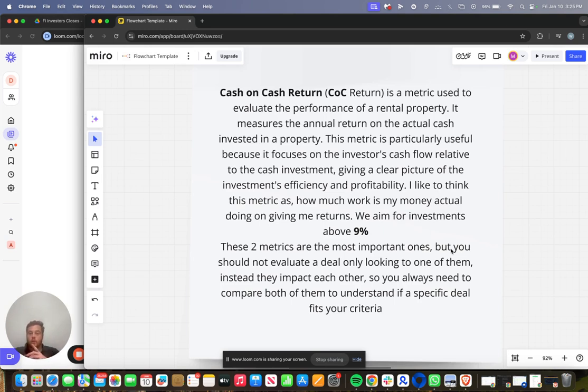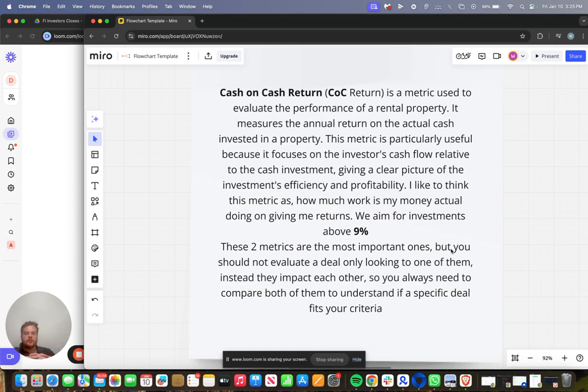Boom. So what is cash on cash? The definition. Cash on cash is a metric used to evaluate the performance of a rental property. It measures the annual return on the actual cash invested. This metric is particularly useful because it focuses on the investor's cash flow relative to the cash investment, giving a clearer picture of the investment's efficiency and profitability.